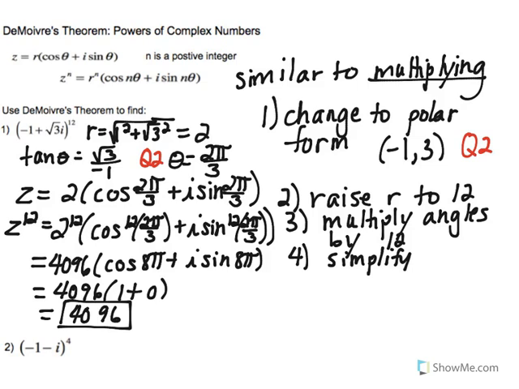I'm just going to do one more example in a different quadrant just to kind of get the idea of what's happening and how this can be used. Okay, so this one we are working with negative 1 minus i. Again, when we're thinking about it and we're converting, it's like the point negative 1, negative 1, which is in quadrant 3.